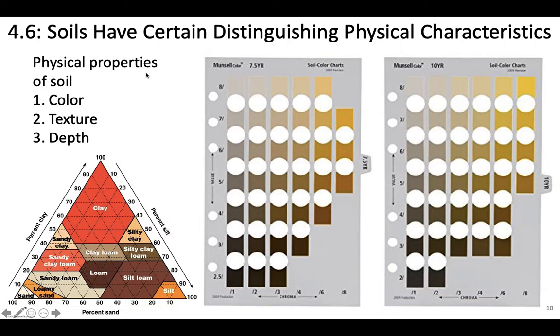Not all soils are created equally, and so soils are going to have some distinguishing physical characteristics. I really wanted to get one of these charts for us to use in lab, but these 2 pages alone cost $75, so we may not be using the Munsell color chart in lab, but we can, at least without it, look broadly at color, texture, and depth. And in person this week, we're going to talk about how color, texture, and depth affect soil quality and the organisms that can grow in it.